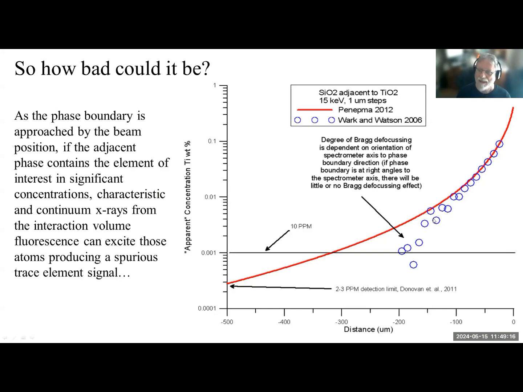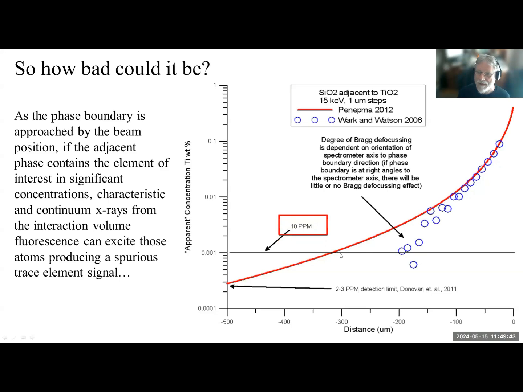But basically, if your boundary is at right angles to your Bragg crystal, as you move away from the boundary, you will get Bragg defocusing. If your boundary is like this, though, you will get no Bragg defocusing, because the beam moves in this direction and the crystal doesn't see Bragg defocus in that dimension. So that's something you can do. You can correct for that yourself, and I'm trying to add it to the software right now.